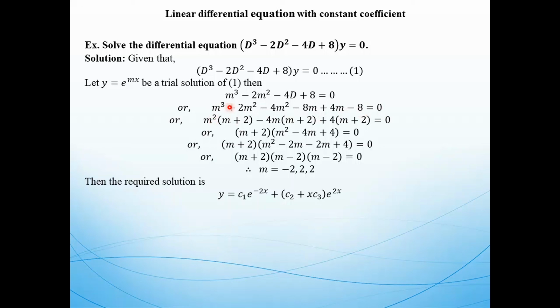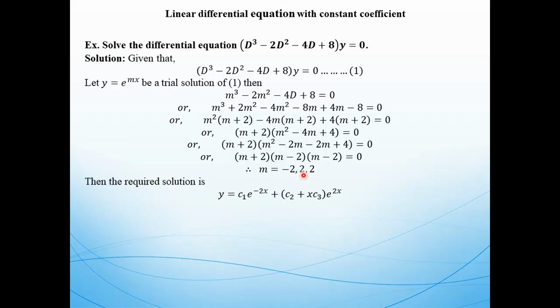Now take common m square from the first two terms, that gives m square into (m plus 2), and then minus 4m (m plus 2) plus 4 into (m plus 2) is equal to 0. Now take common (m plus 2), that gives (m plus 2) into (m square minus 4m plus 4) is equal to 0. Now with the rules of middle term, from this part we can write (m plus 2)(m minus 2)(m minus 2) is equal to 0. So we get the values of m as minus 2, 2 and 2.